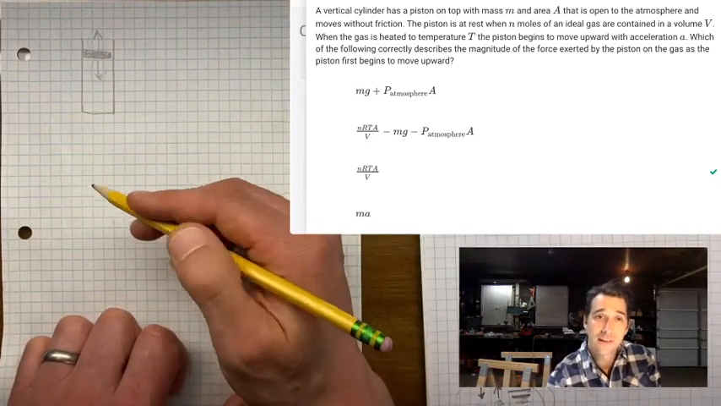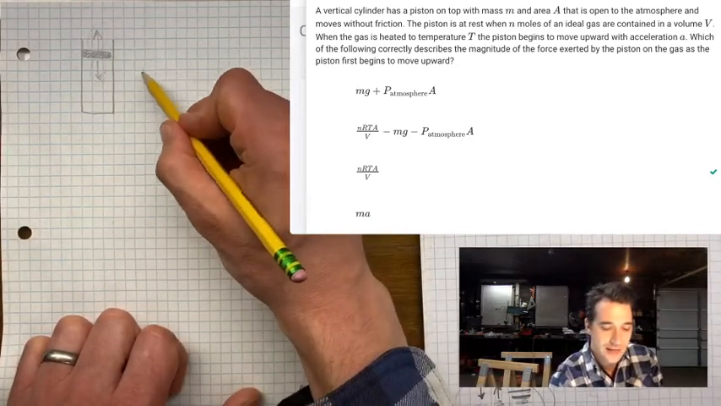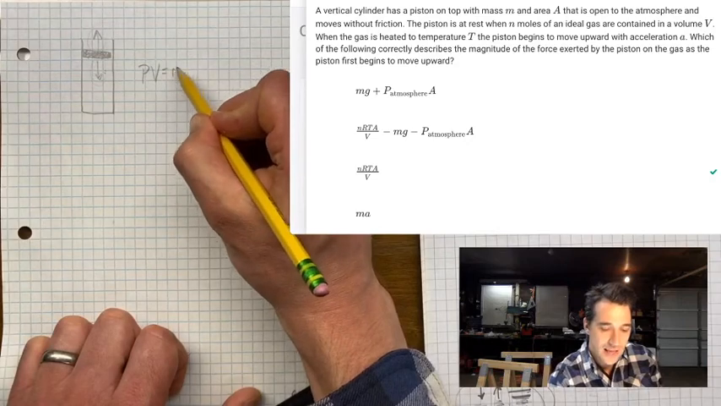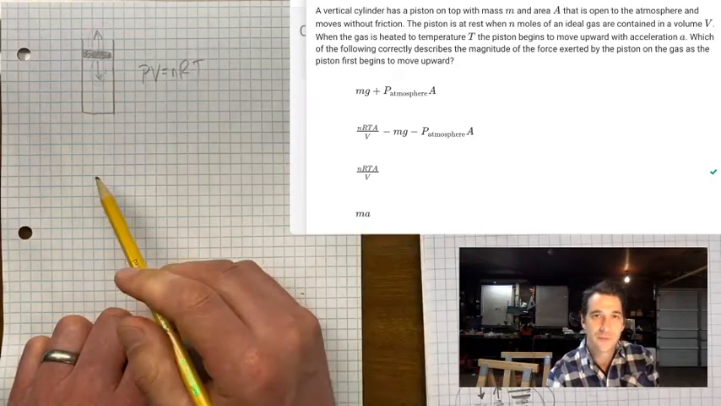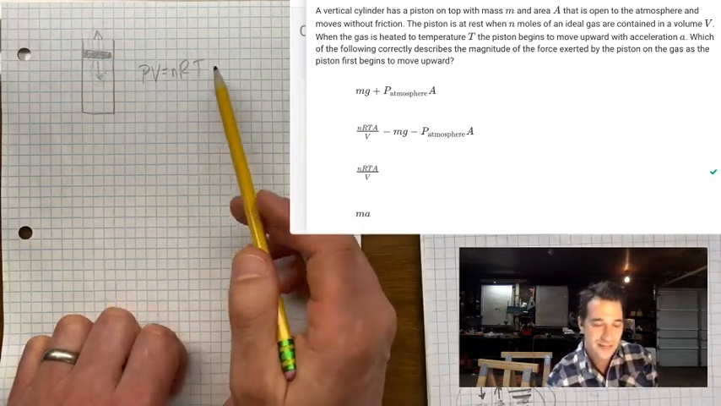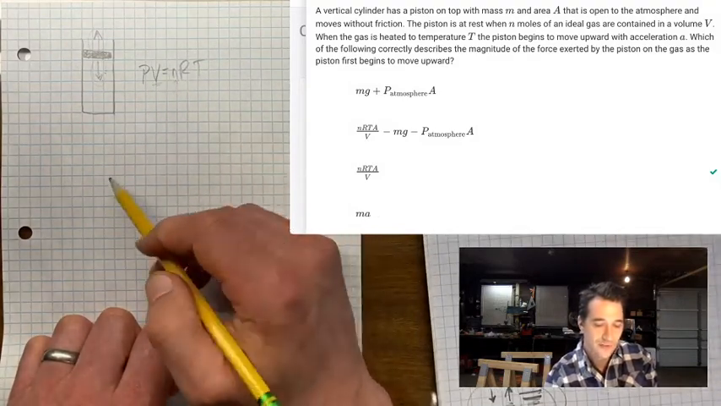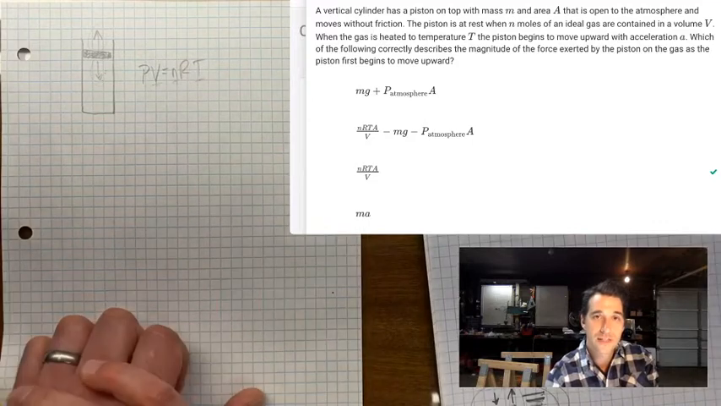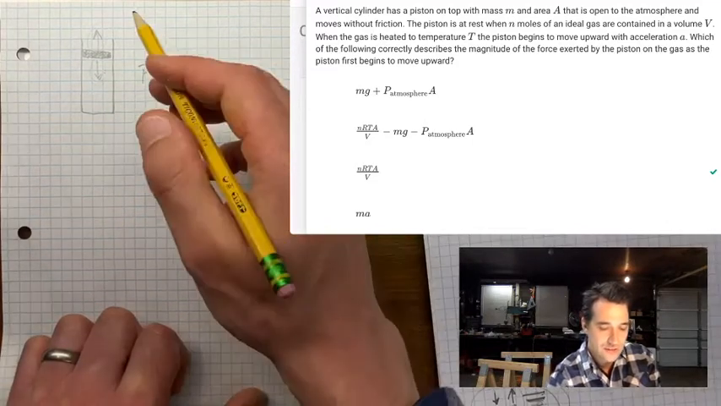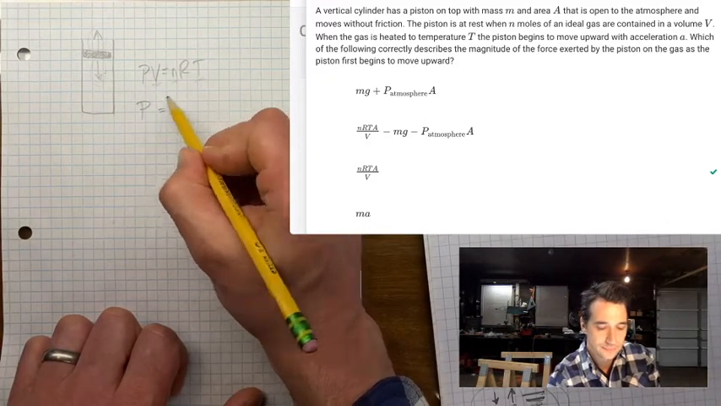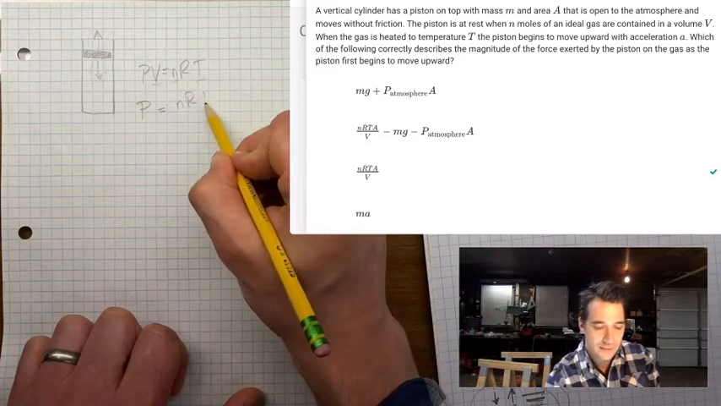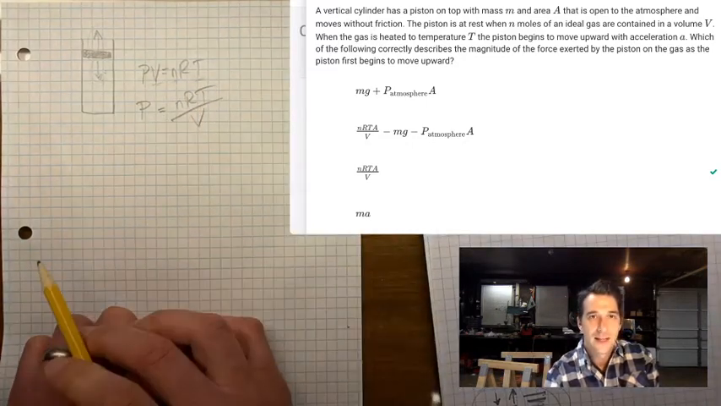And we can use our ideal gas law for that. So we're going to say PV equals nRT. And nicely for us, in the problem, they gave us all the same variables. They gave us V for our volume, N for our number of moles, T for our temperature, and R is always a constant. Okay? And if we solve for pressure, we have nRT over V.